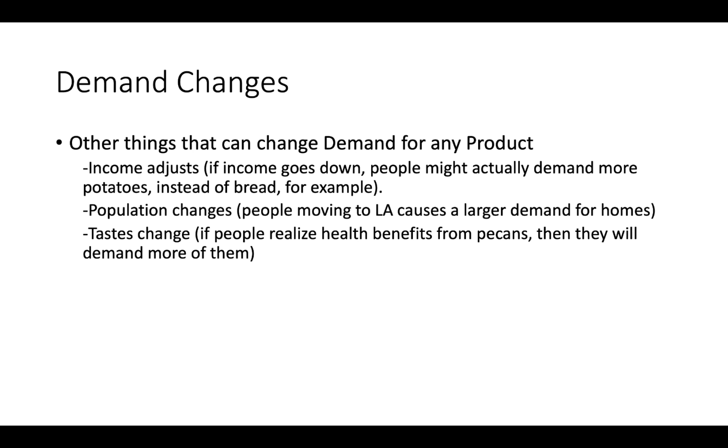Another thing that can cause demand to change is population. As tons of people have moved into LA over many years, that's caused a big demand for homes. That really increases the price for homes because of that population change. Now, the other thing that can happen is a change in taste. So if, for example, people realize there are health benefits from pecans, then they're going to demand more of them. That's another shift of the demand curve. That would be a shift out of the demand curve. All right.